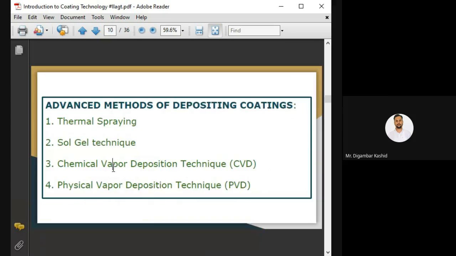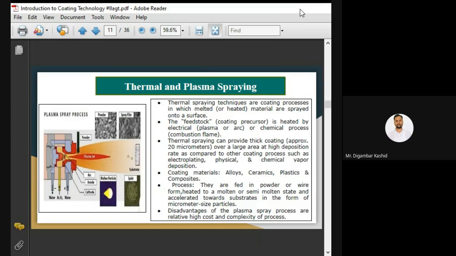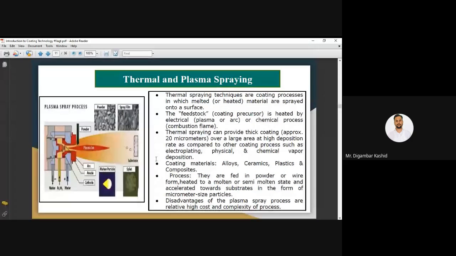Now, just for introductory purposes, we'll talk about the first one, that is thermal and plasma spraying. Thermal spraying techniques are coating processes in which melted or heated material is sprayed onto a surface. We just have to spray melted or heated material onto a surface. You can see here.